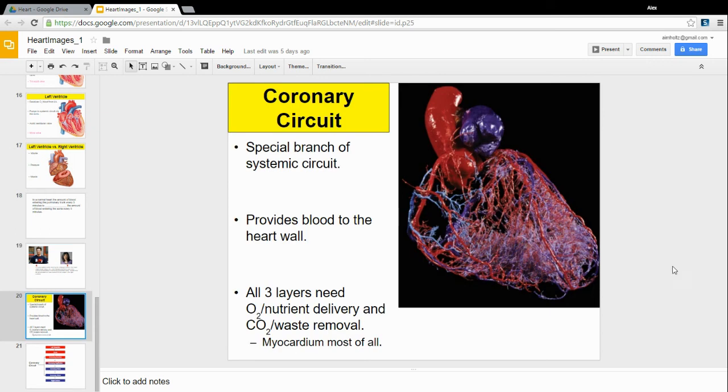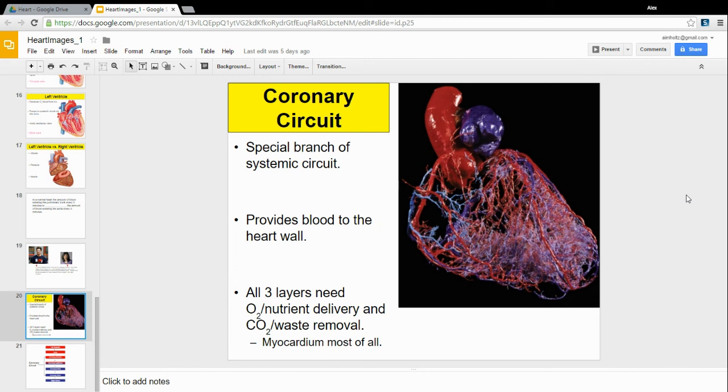Keeping on. Let's go. There's a special set of blood vessels that we see in this cast here, called the coronary circuit. This is like the blood vessels feeding the heart, at least the visible ones you can see with your naked eye, with all the heart itself removed. Kind of cool. Now, the coronary circuit is a special branch of the systemic circuit, providing blood to the heart wall itself. Now, all three layers of the heart need blood. I mean, all three are living tissue, living cells, but the myocardium is the neediest.